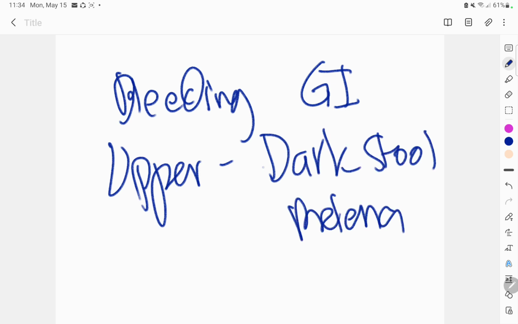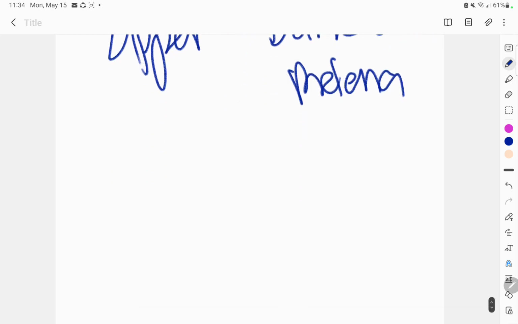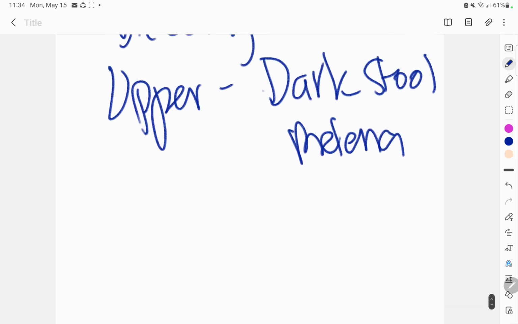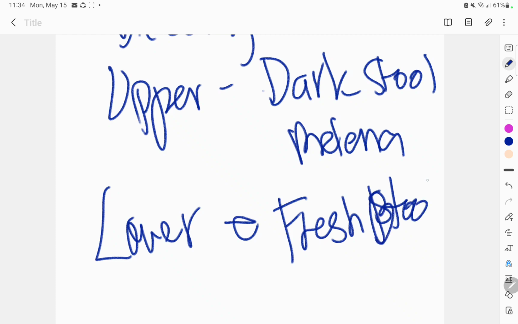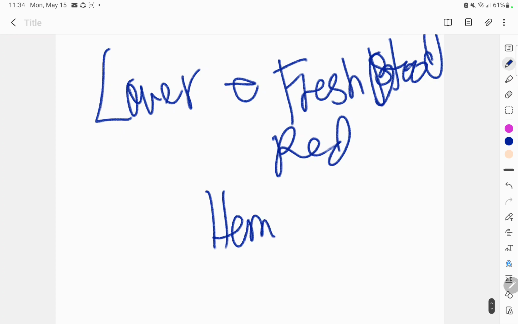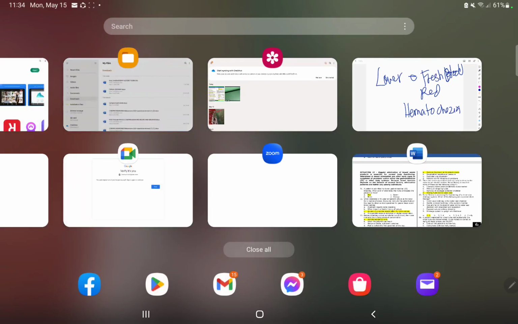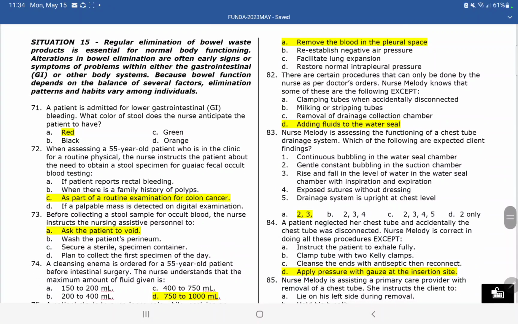Why? Because it is up high, so when it comes down, it is already black. It has been exposed for too long inside, so it has been cooked. If it is lower GI bleeding, it is a fresh stool, fresh blood, which means the color is red. If you have hemorrhoids, that is hematochezia. It's a different one, hematochezia. Okay? So, this is letter A.